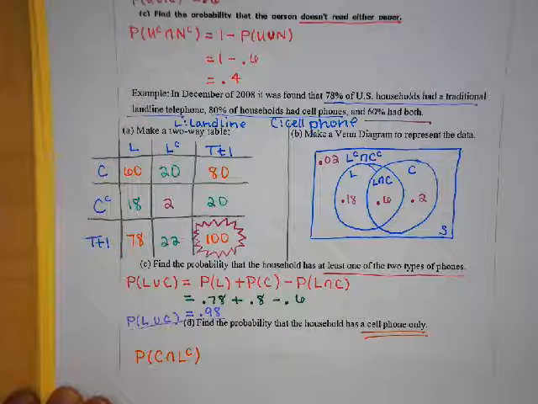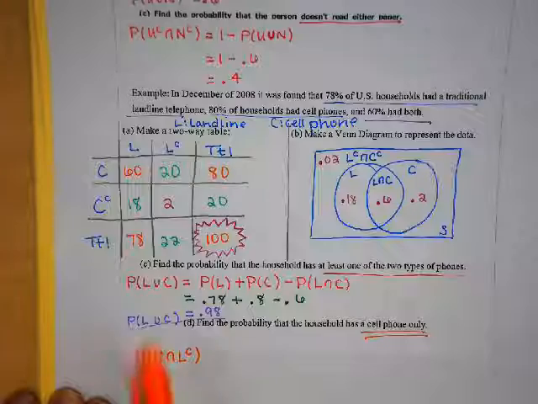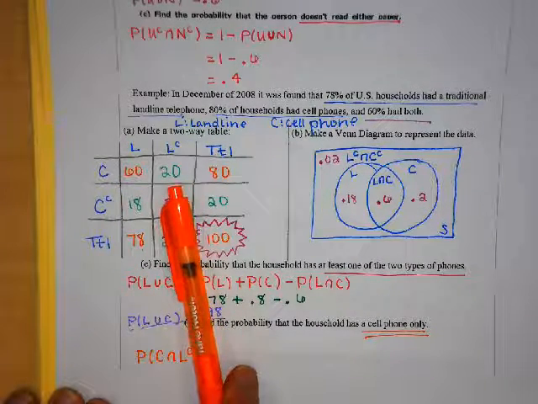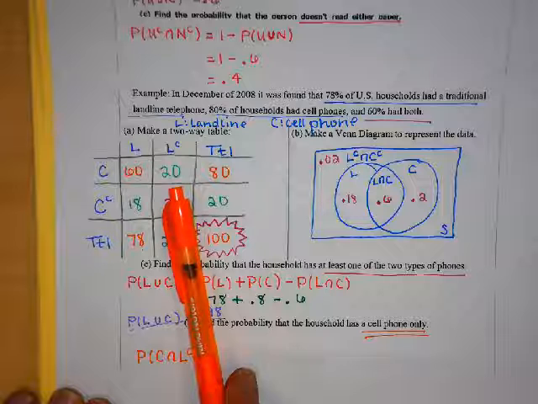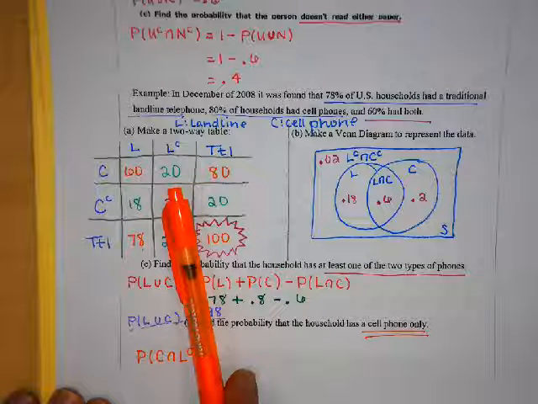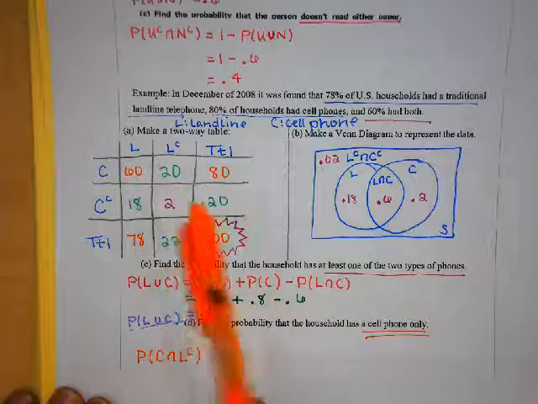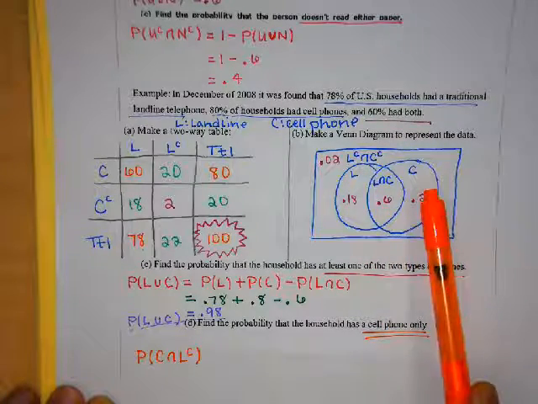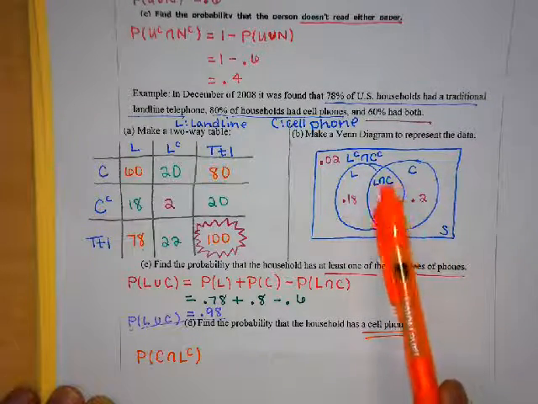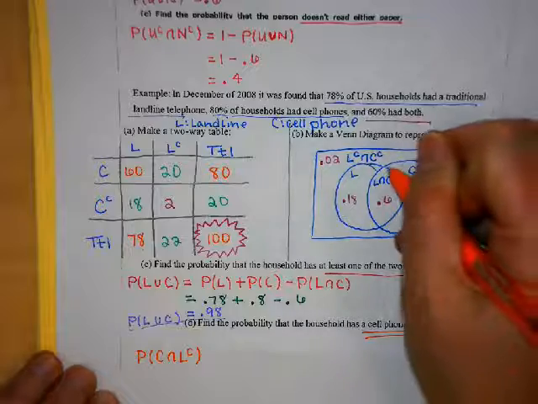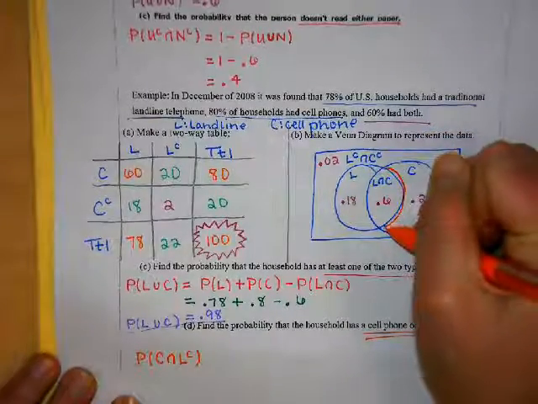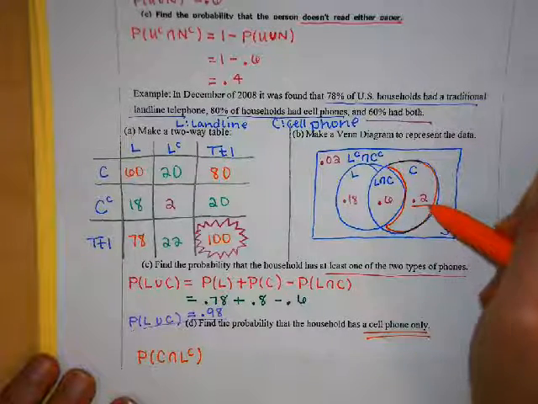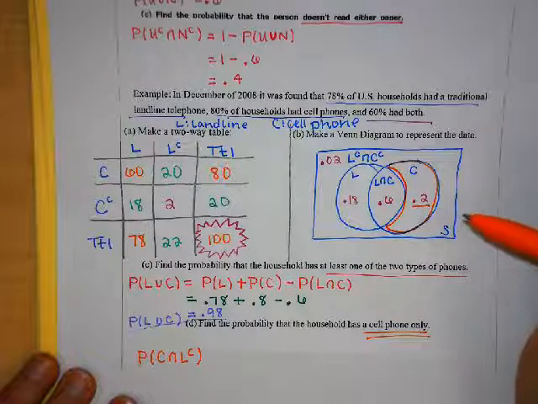It's in the Venn diagram, but it's not quite as clear. So we want cell phone, which is this whole circle, but we don't want those that have the landline, so that means we're only looking at this crescent moon part. They have a cell phone, but they don't have the landline. So it is in the Venn diagram, but it's not necessarily quite as clear. So this would be 0.2. Questions?